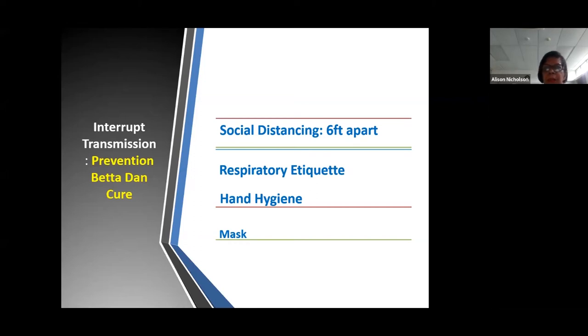The other thing that you can do to interrupt transmission is respiratory etiquette. So if you have to sneeze or cough, try not to do it in your hands. And if you do, then immediately wash your hands, perform hand hygiene. So as best as possible, have your tissue, you sneeze or cough into your tissue, you discard the tissue, and you still perform hand hygiene. So we've called hand hygiene quite a bit, and that's because it is so important. I will tell you more about this as we go along. And then the mask, you're going to hear so much about masks because of the central role that it plays in protecting you.